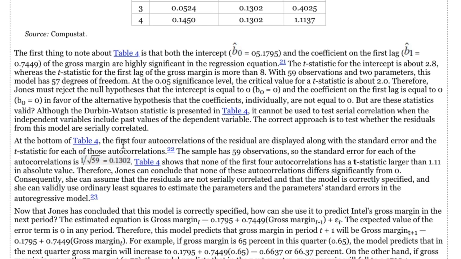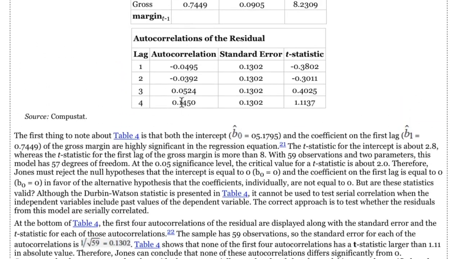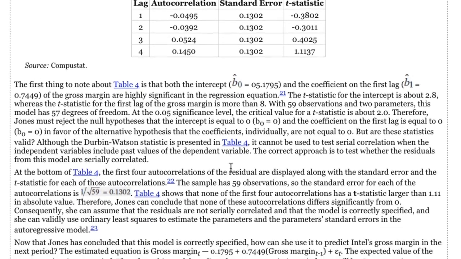At the bottom of table 4, the first 4 autocorrelations of the residual are displayed along with the standard error and the t-statistic for each of those autocorrelations. The sample has 59 observations, so the standard error for each of the autocorrelations is 1 over root 59. You'll recall that was our denominator. It was 1 over root 59. So the standard error is 0.1302. So we take the autocorrelation 0.1450 divided by 0.1302, and that gives us the 1.11. That gives us the t-statistic.